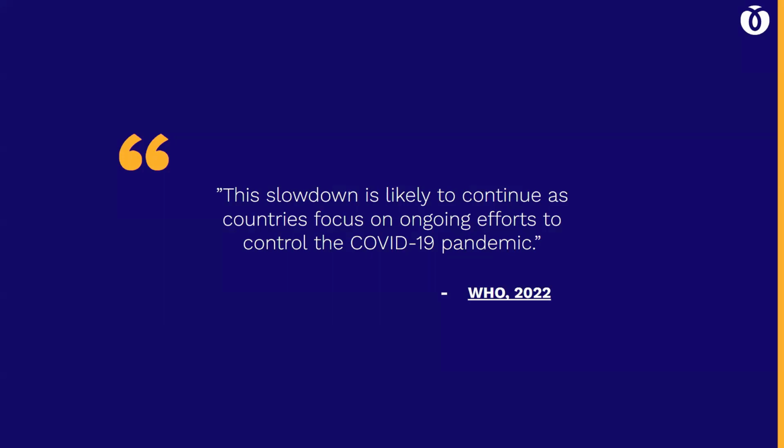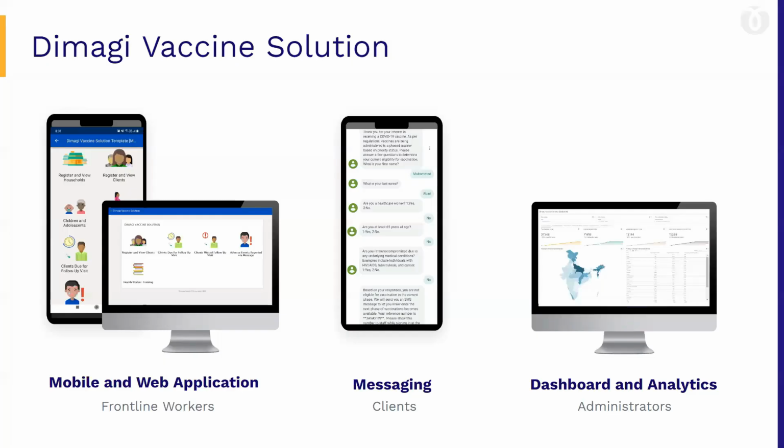Given the importance of vaccines in preventing disease and promoting health, Dimagi felt moved to design a solution that could help countries balance the sometimes competing priorities of COVID-19 and routine immunization, without one coming at the cost of the other. The result of this design work is a three-part solution that brings frontline workers, clients, and administrative staff together on a common platform to manage immunization at scale.